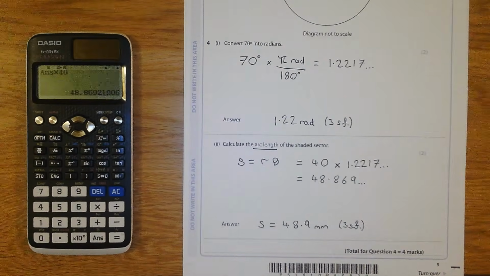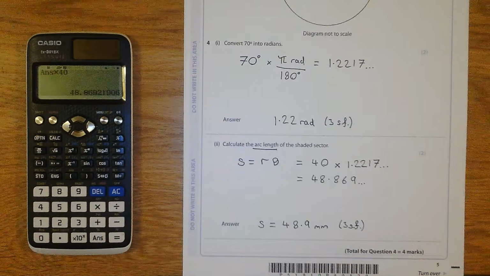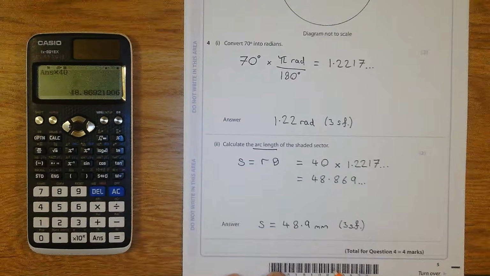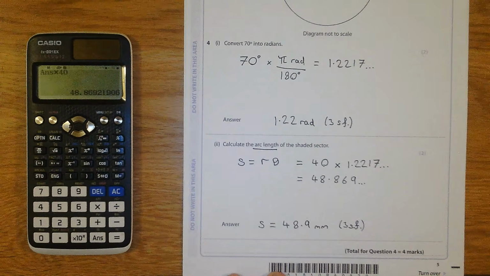Now, if instead of using the exact value that you had stored in your calculator, you had used this rounded value, that's acceptable, but it would have given you an answer of 48.8.